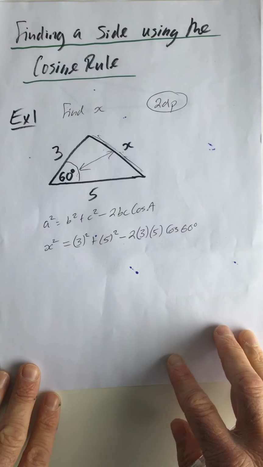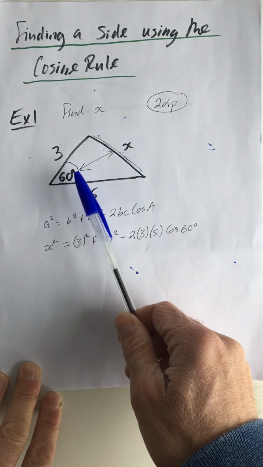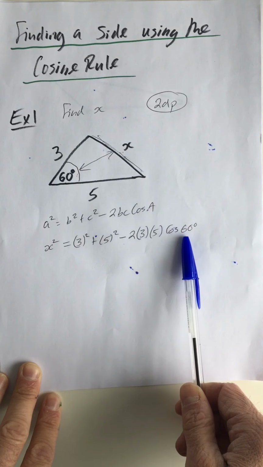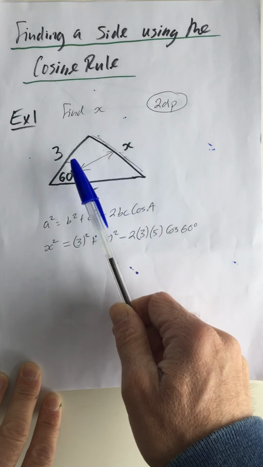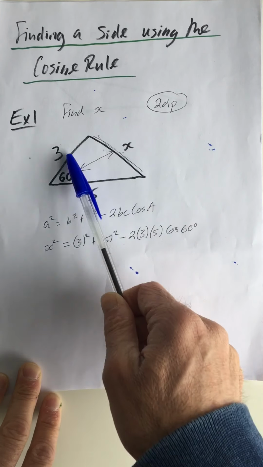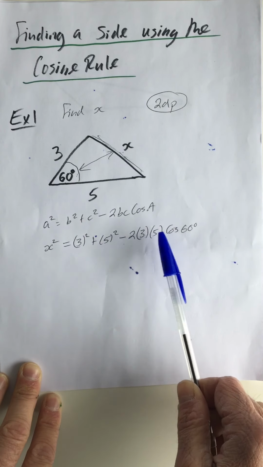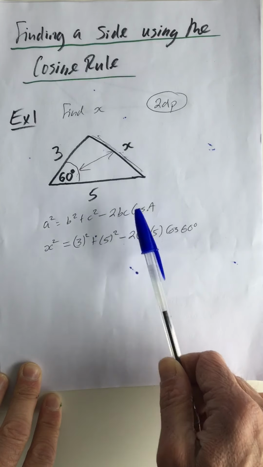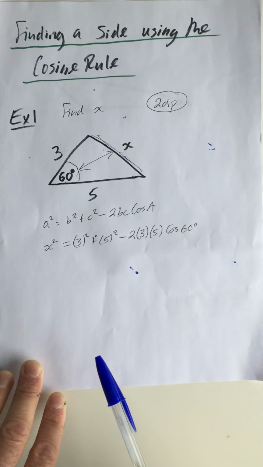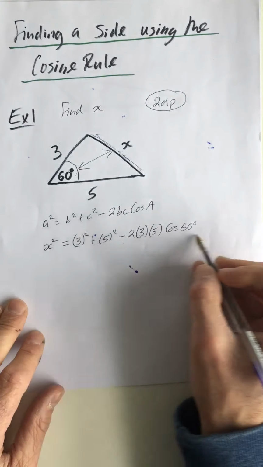So that's how I do it. I just draw a little arrow across and I know that that's the angle I'm going to put at the end, the 60 degrees. And I call these the other sides, 3 and 5. So they go here, b and c. b and c are the other sides, 3 and 5. And notice the 2 is here and the minus 2. Okay, now this is how easy it is once you know all these bits.